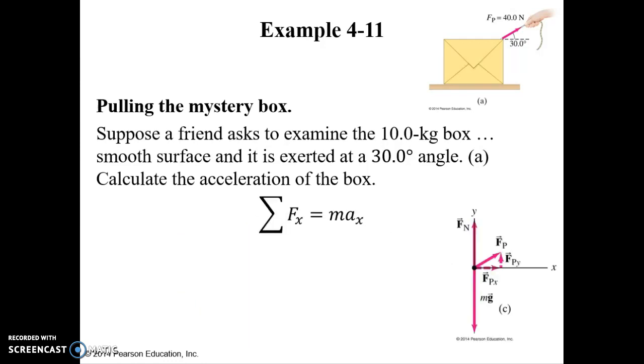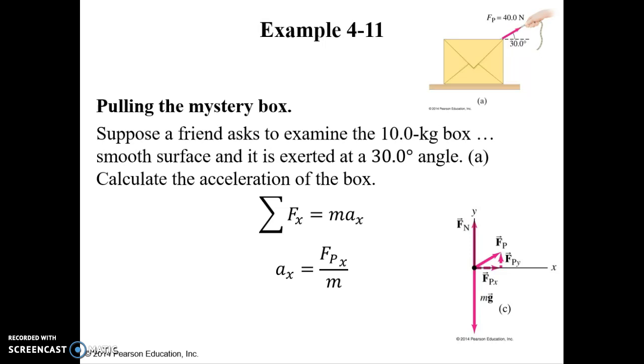We're going to analyze the sum of the forces in the x direction first, since we're looking to find the acceleration in the x direction. So, sum of the forces in the x direction equals ma. Next, write down all the force vectors in the x direction. In this example, we only have Fpx.